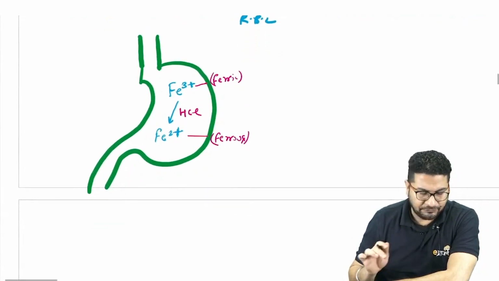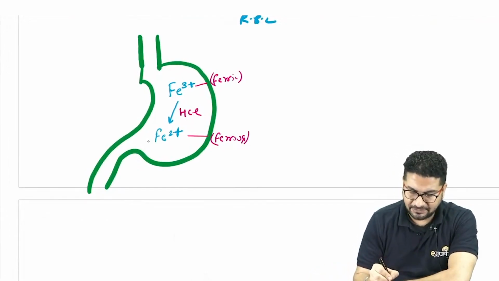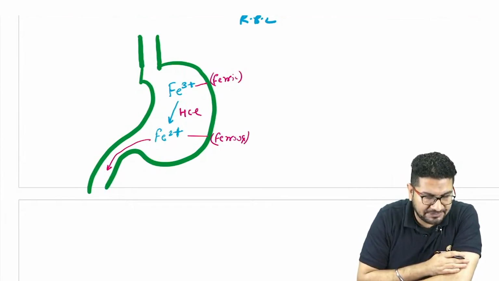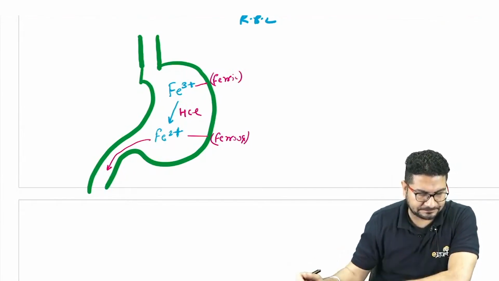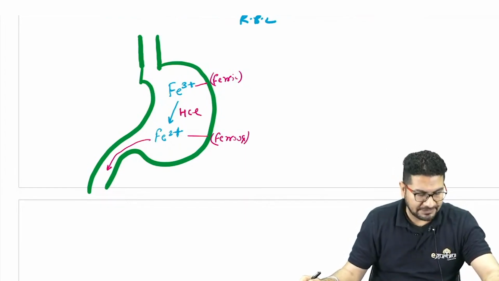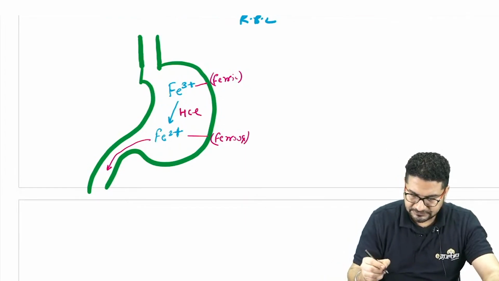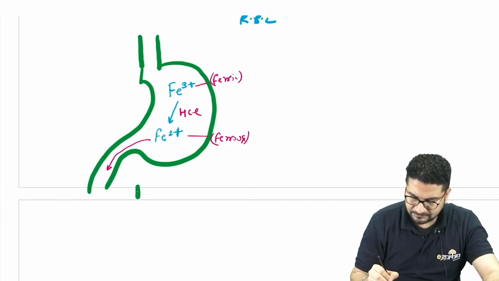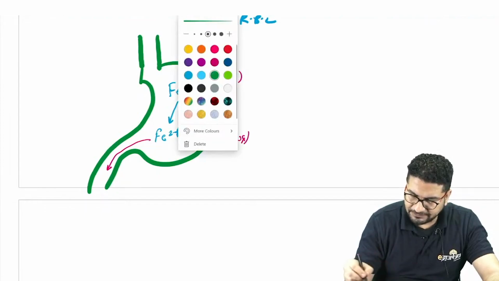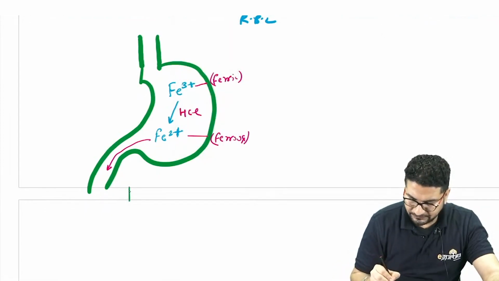So if I ask you which form is entering into the duodenum, tell me the answer, ferrous or ferric? Tell me the answer, guys. Which form is entering into the duodenum? Ferrous or ferric? Nowadays they are asking detailed questions, so we should know the basic thing.